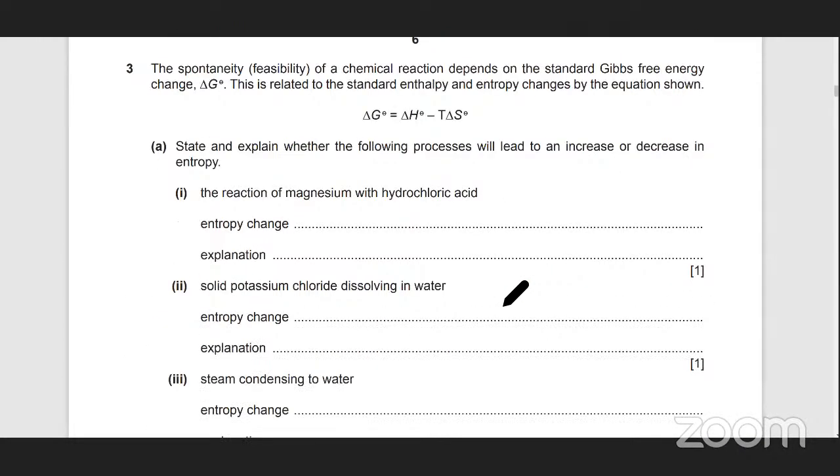Okay, next one is about question number 3, spontaneity of the reaction. Let's jump right to the question. They are saying magnesium reacting with hydrochloric acid. So let's write down the equation: Mg plus HCl plus HCl, and it forms MgCl2.